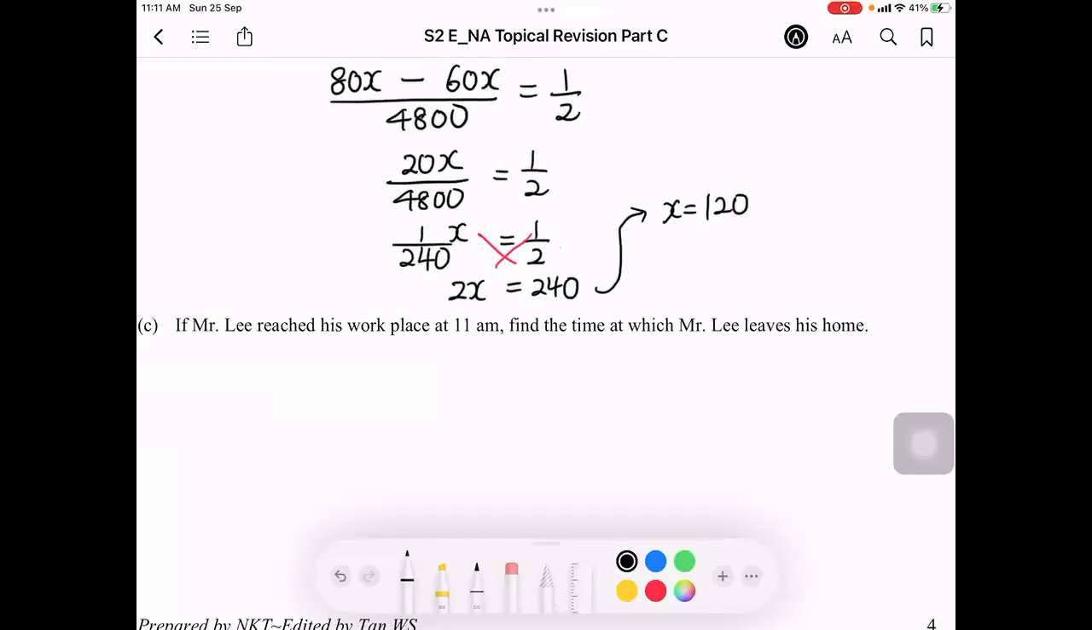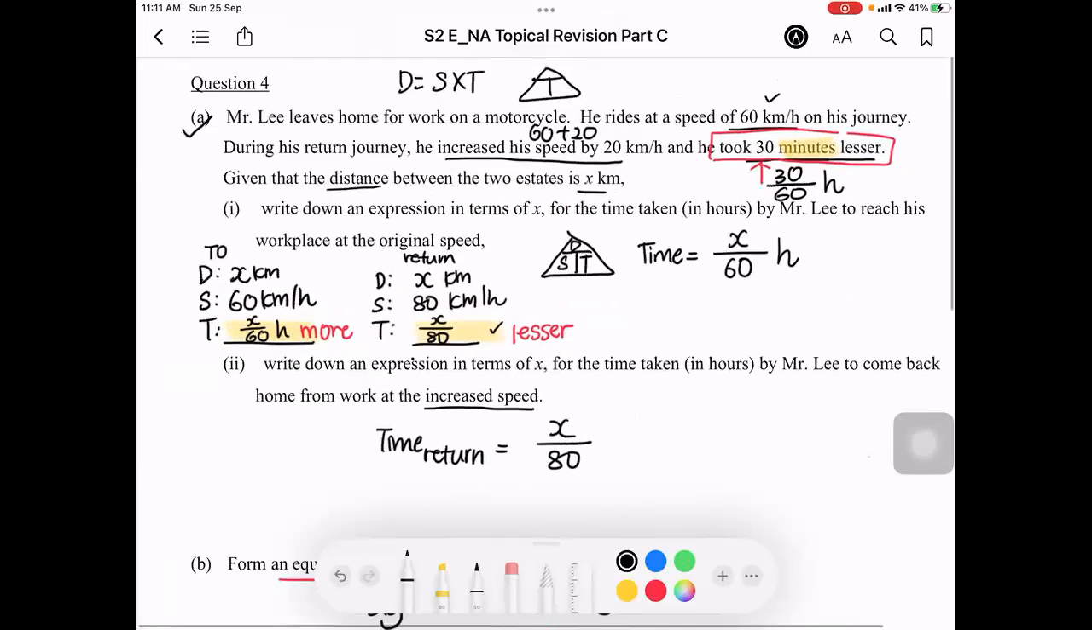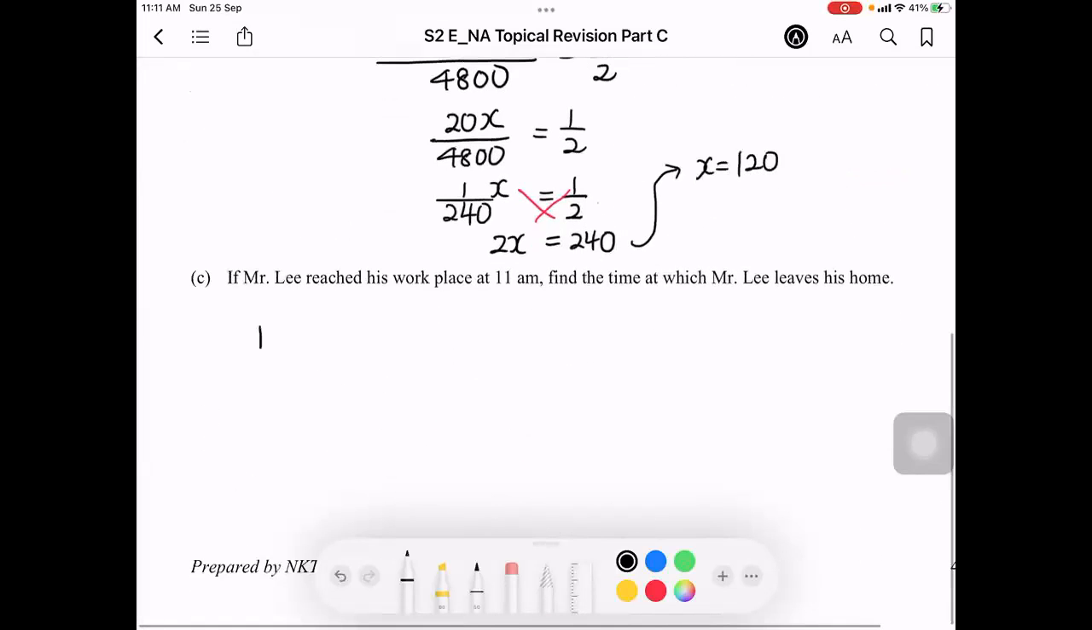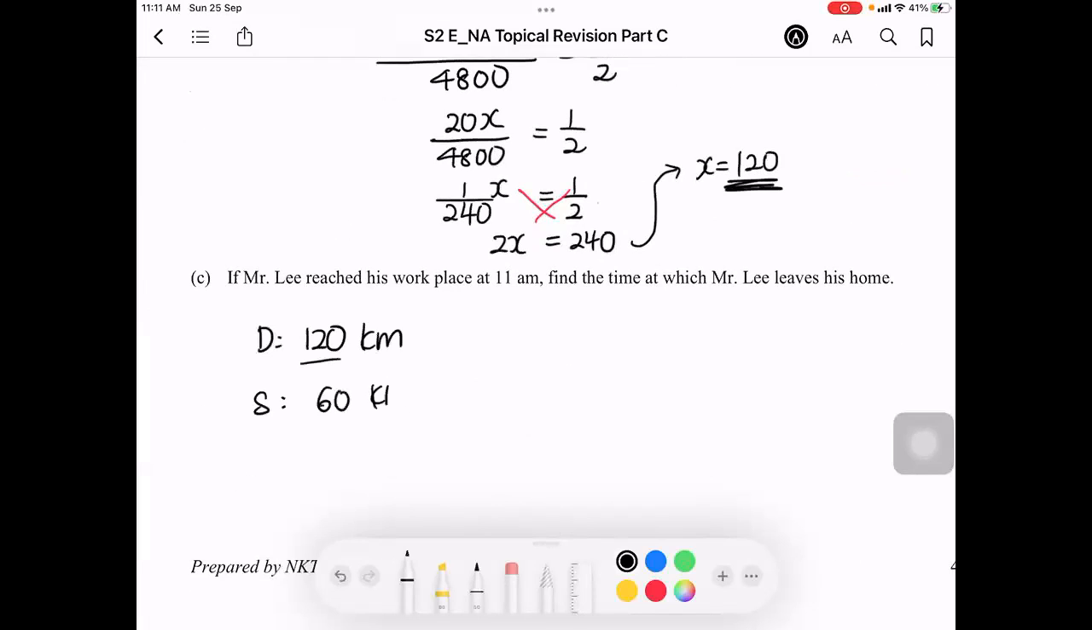When he traveled there, he used the speed of 60 km per hour. So distance, speed, and time. The distance is 120, which is x we found, kilometers. The speed that we go there is 60 km per hour. The time taken is distance divided by 60. 120 divided by 60 gives me 2 hours.